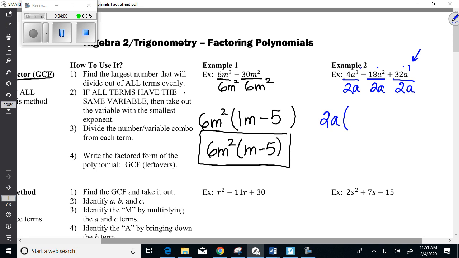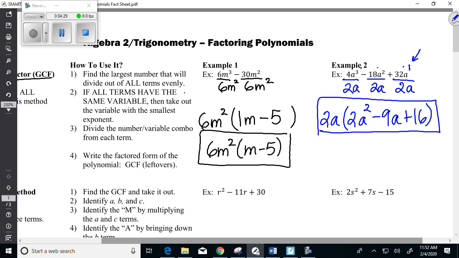So if we take out 2a, the leftovers go inside the parentheses. 4 divided by 2 is 2. A to the third divided by a is a squared. Minus 18 divided by 2 is 9. A squared divided by a is just a. 32 divided by 2 is 16. A to the first divided by a to the first drops out. So that is your GCF factored answer.